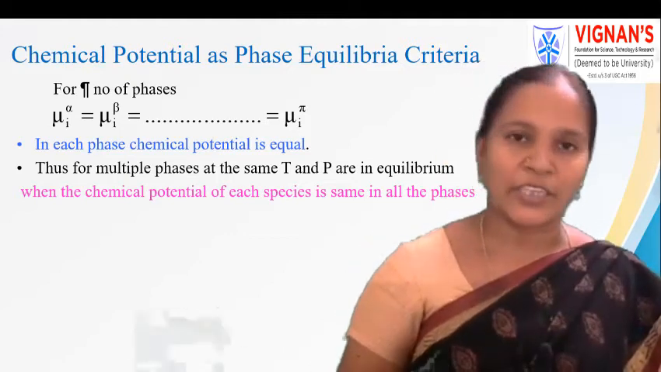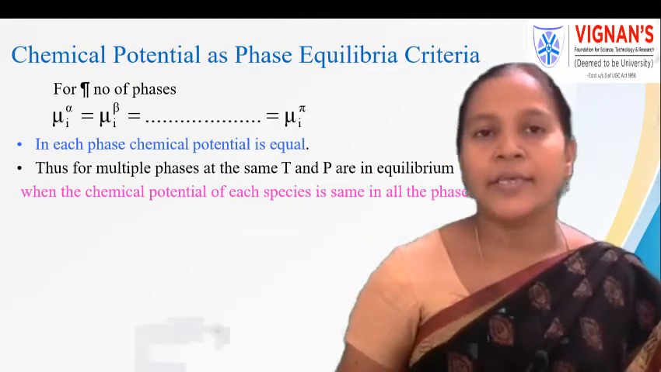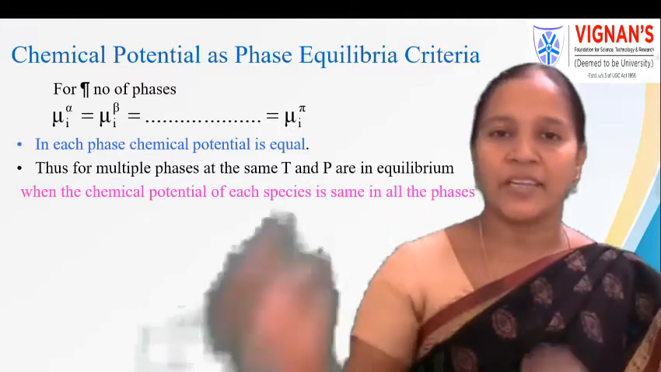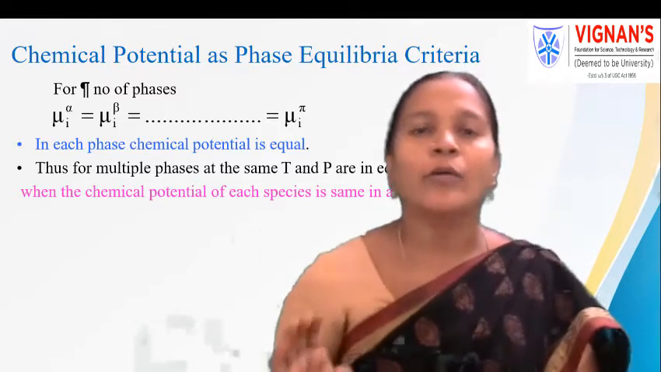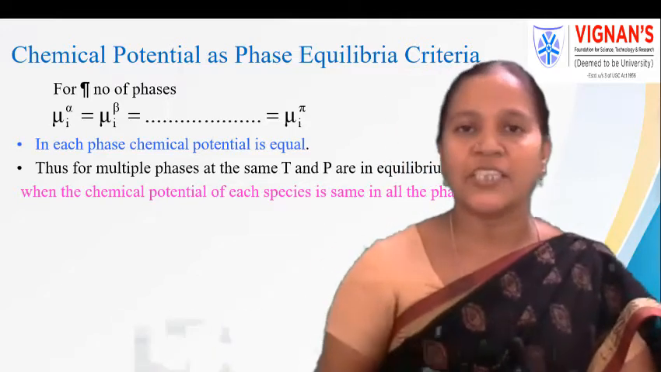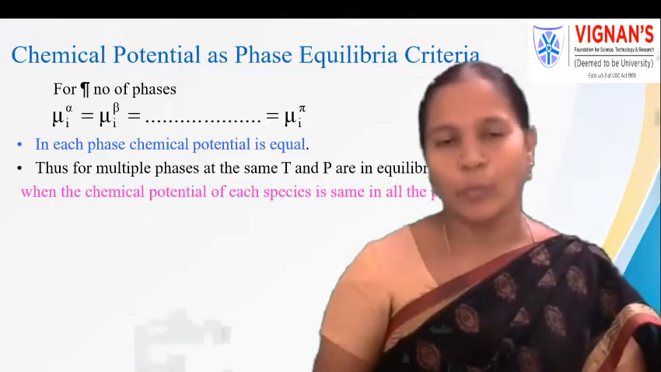Finally, chemical potential is defined as the change in Gibbs energy with respect to number of moles at constant temperature, pressure and number of moles.